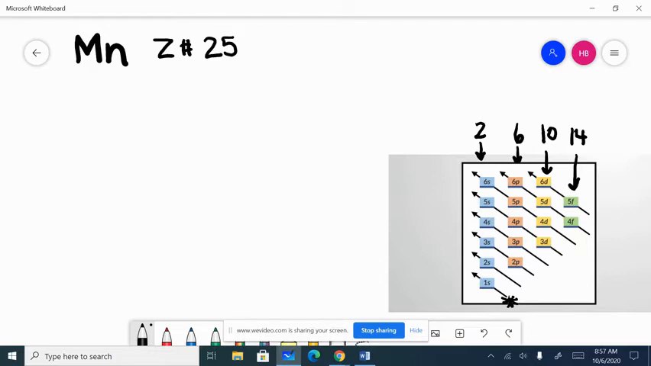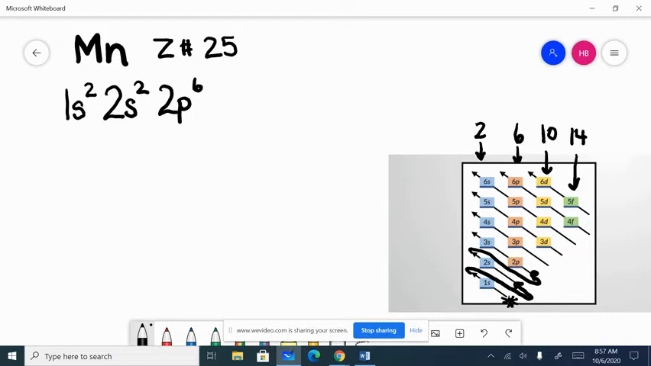So I'm going to start down at 1s. I'm going to put 1s as the sublevel, and I'm going to put a 2 up here to represent that there are 2 electrons in the 1s sublevel. Next, after I get to the end of this arrow, I'm going to go down to the next arrow, which is 2s. In 2s, I'm going to put 2 electrons. Now I have 4 electrons represented. Now I'm at the end of this arrow. Go down to the end of the next arrow. Now my 2p. 2p holds 6. I now have 10 electrons represented.